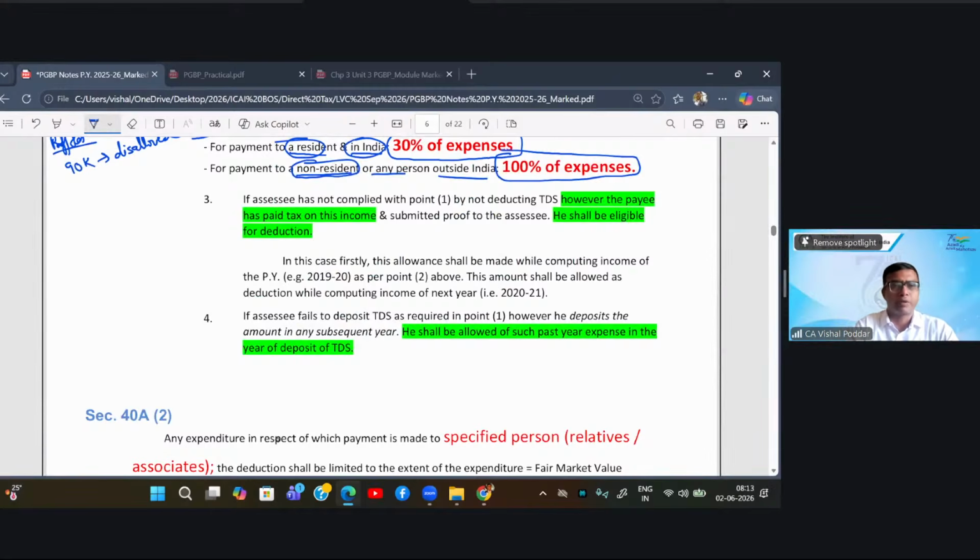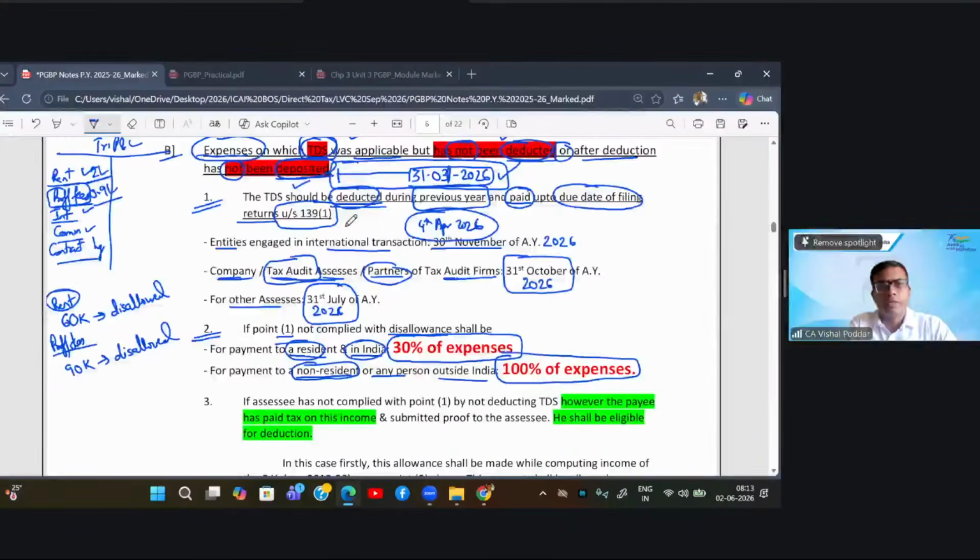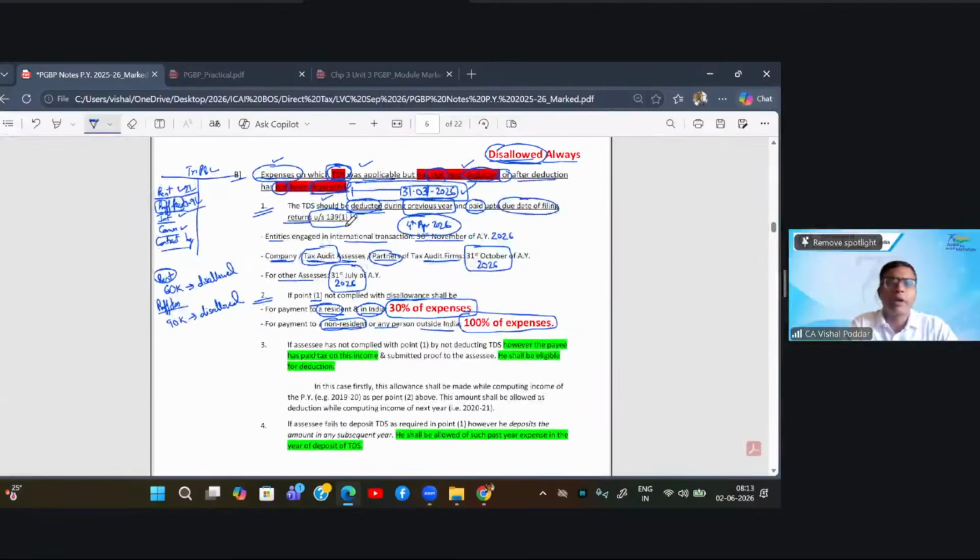Coming to the green part. Now, students, please pay attention. When I started this section, I said this section is interesting. Why? Because it has been designed with a lot of logic and thought process. Now, what is this logic and thought process?